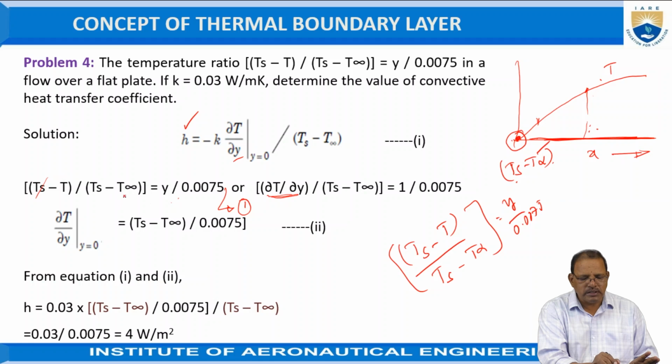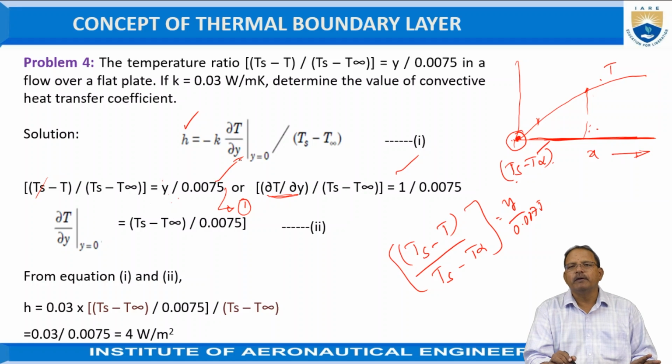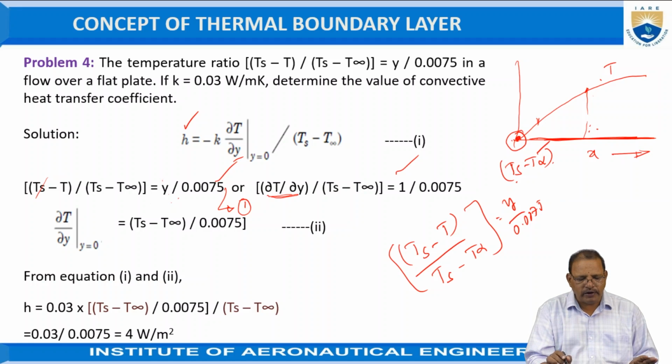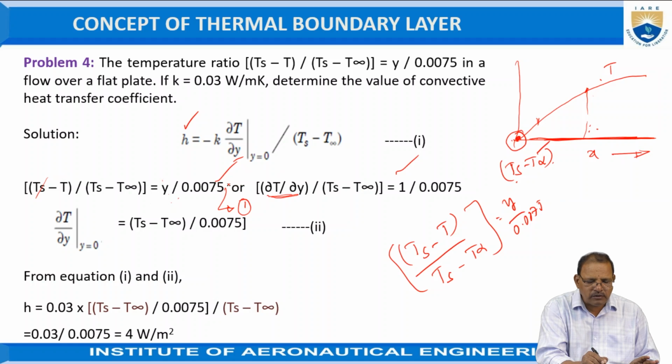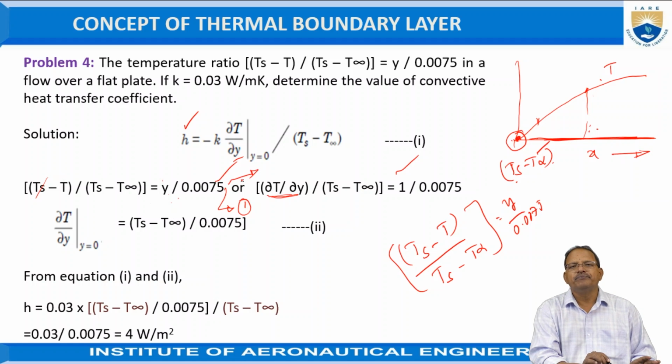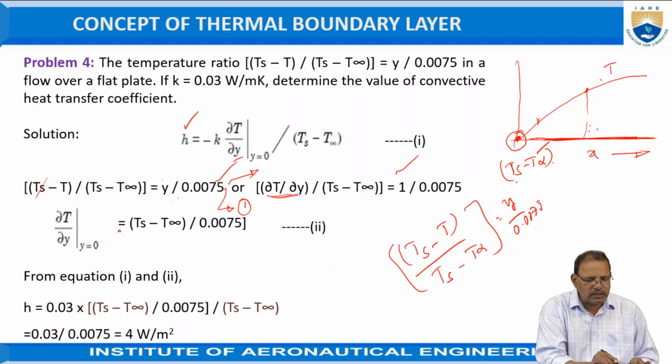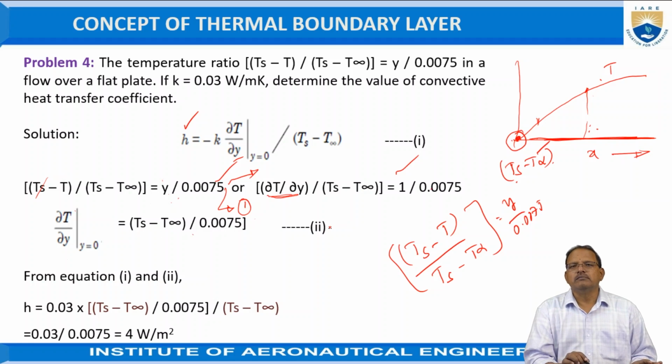Here Ts minus T alpha is also a constant, which is equal to 1 divided by 0.0075. That is, just differentiating this equation with respect to y. So from this relation, dT by dy is equal to (Ts minus T alpha) divided by 0.0075. So this is equation number 3 now.